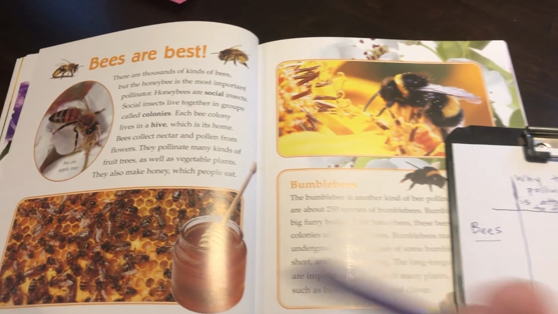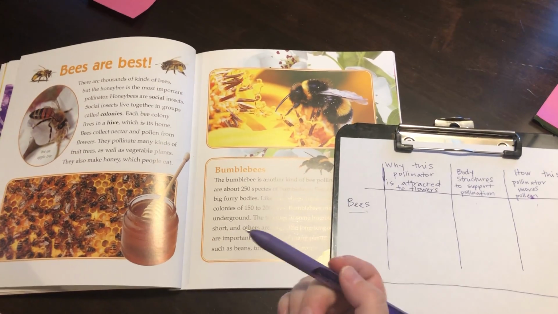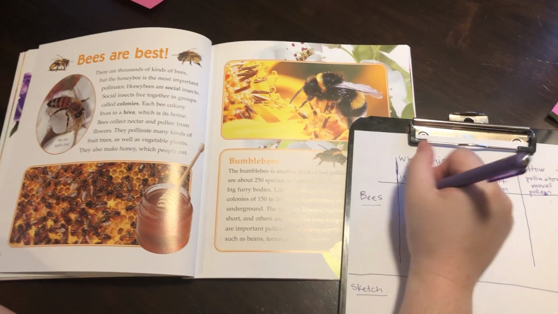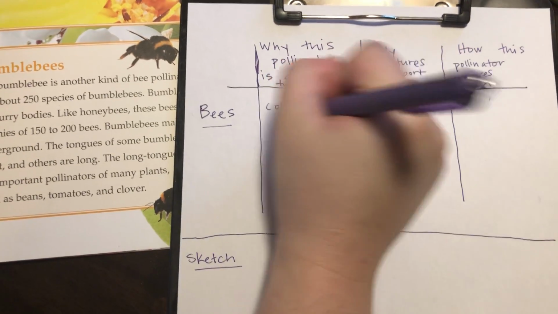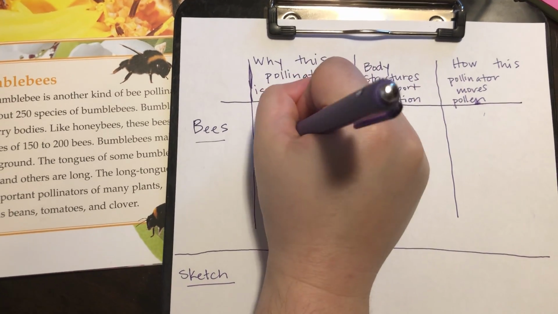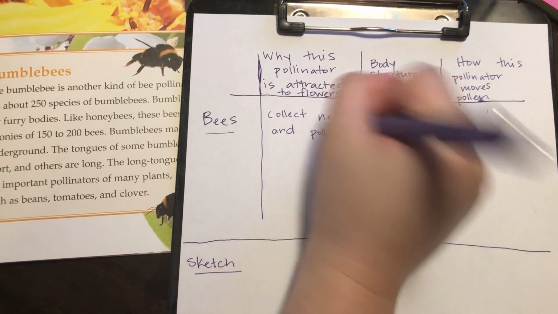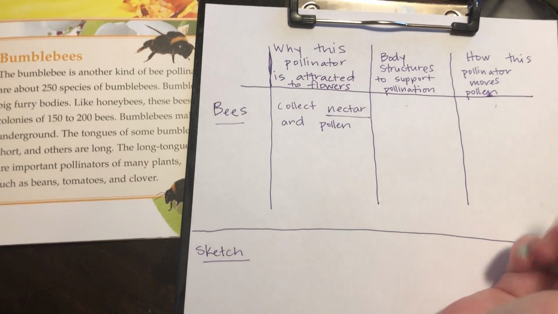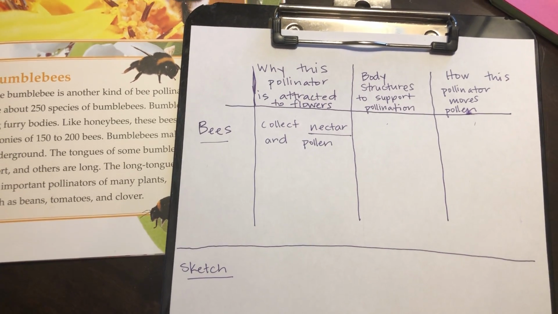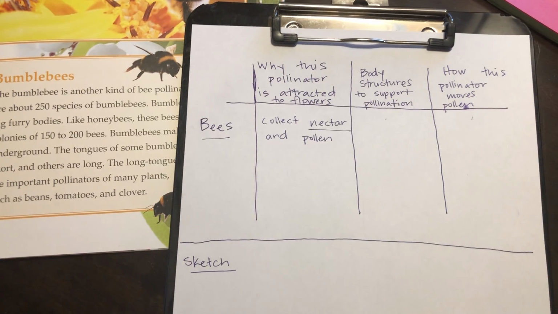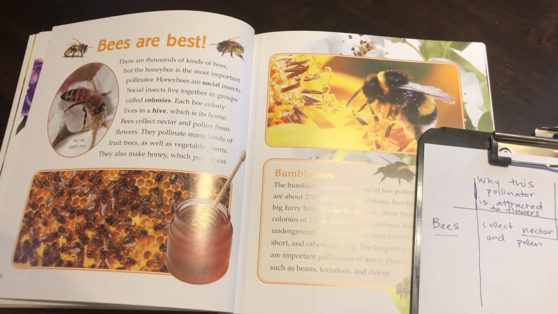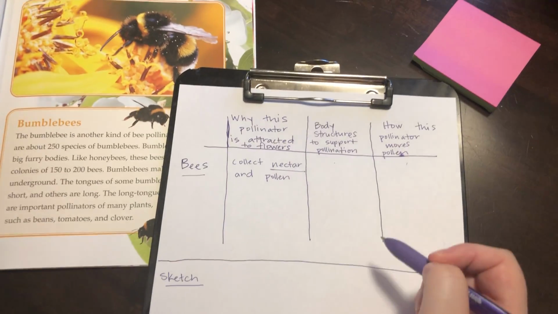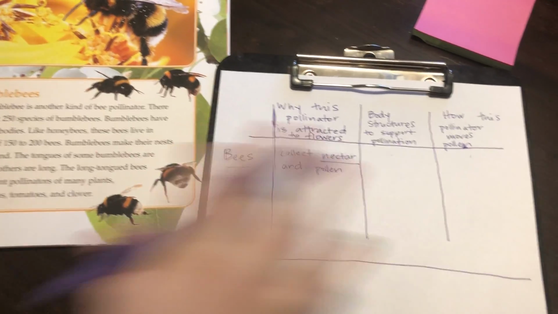So let's zoom out. Why are bees going to visit flowers? Well, to collect nectar and pollen. So remember, nectar is that sweet liquid juice that a lot of insects are drawn to. So that's why bees are attracted to flowers, is to get the nectar from them. Now, what did we learn about bees and their bodies that help support pollination?